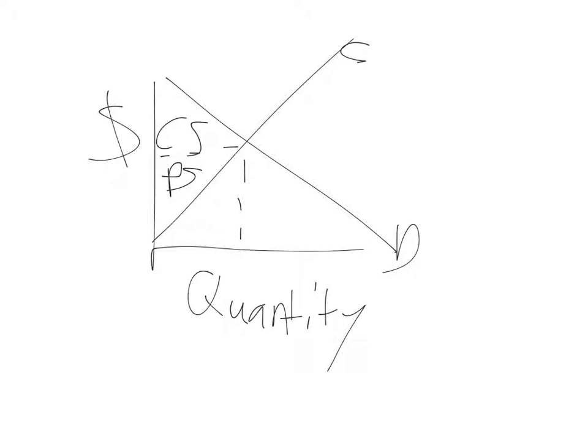Producer surplus is the total amount that producers benefit from the prices they sell. Here they would sell it for this, but they ended up selling it for this. For consumers, it's the other way. They would buy it for this, they buy it for this instead, all the way to equilibrium.